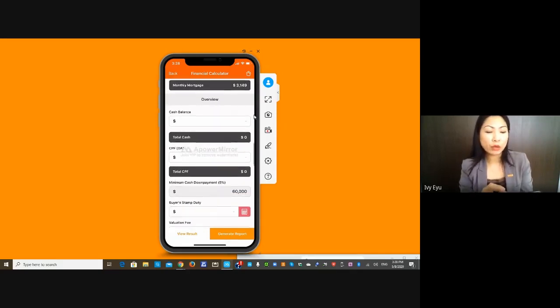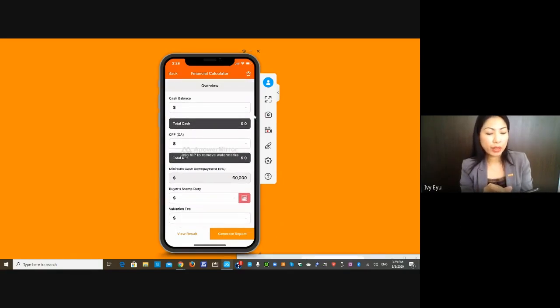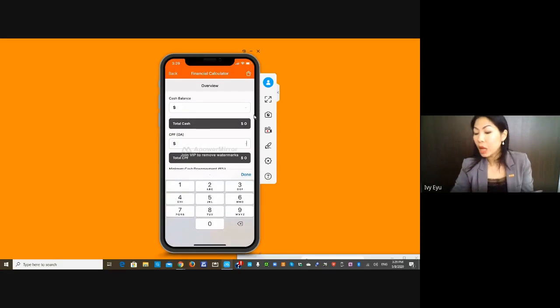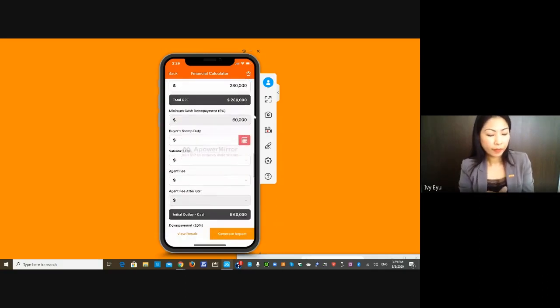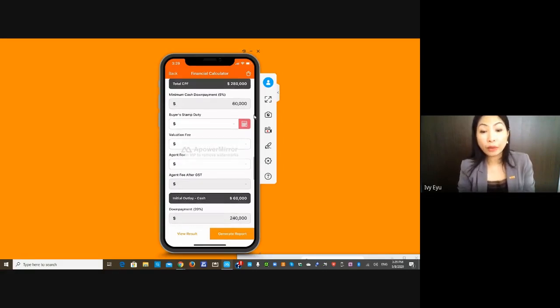Monthly installment is about 3,000 plus. She does have CPF that comes back, because I checked that she has an OA of 80K, and with the refund after the sale of the property, I will input that as 280,000. You can see from here that because it's a bank loan, there will be a 5%, 60K down payment.